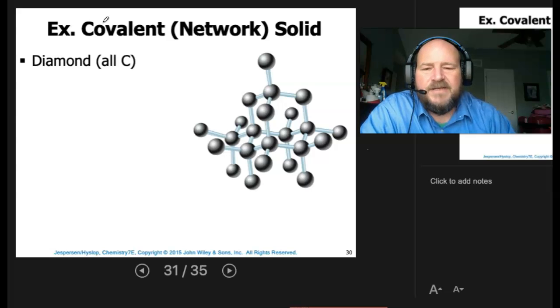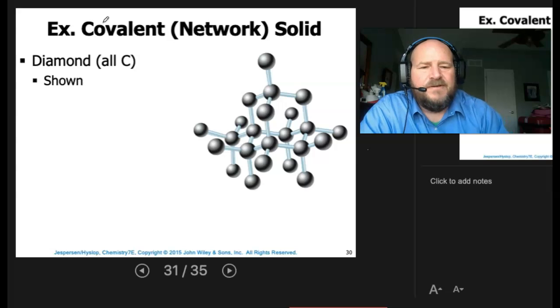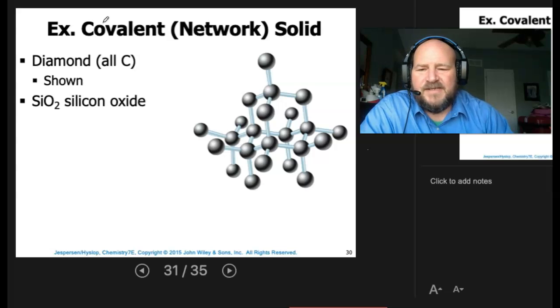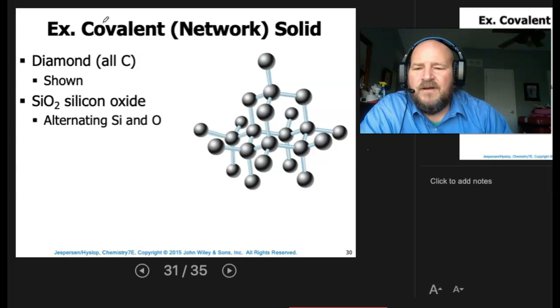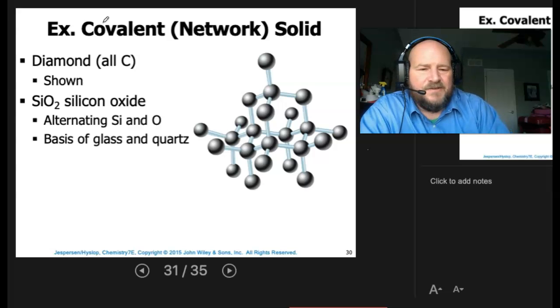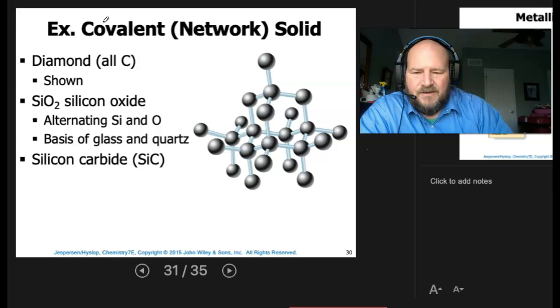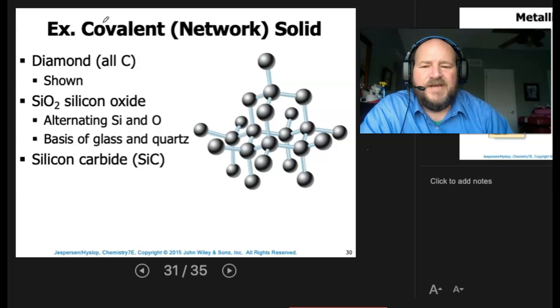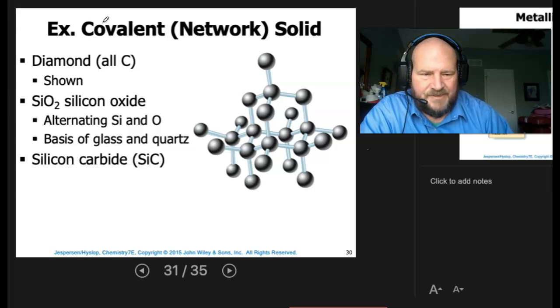Here's diamond. So all carbons, right? Silicon dioxide would be another one, alternating silicon and oxygen atoms. So this would be the basis of glass and quartz. Silicon carbide, also same boat, right? Those are all network solids.